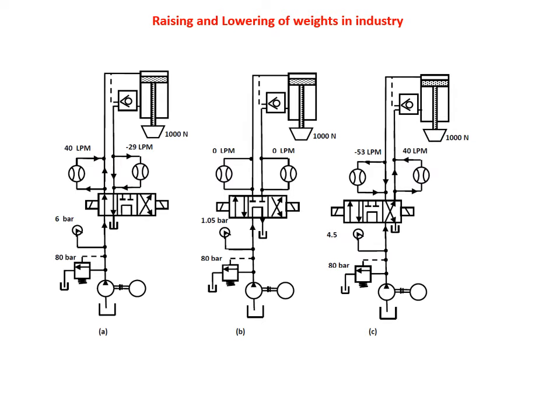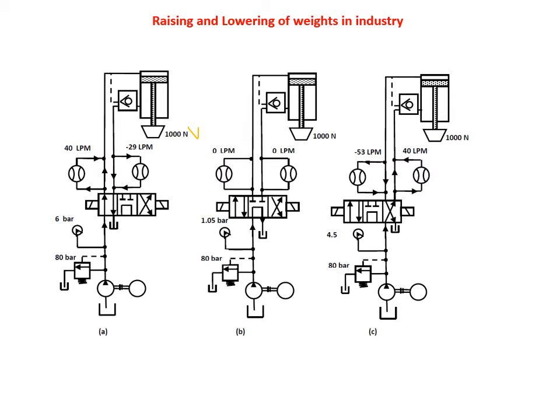So let us consider raising and lowering of weights in the industry. You can see there are three diagrams. There is a counterbalance valve which is placed, and there are flow meters. This is a three position 4 ports valve. You can see that pressurized fluid will come from the pump and go to the cap end side of the actuator in this diagram. Because of this, the piston will move downwards, that means the load will move downward.